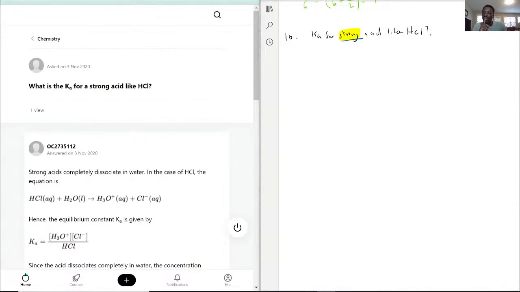These are the things that you do have to memorize, but anything that's labeled as a strong acid means that it has a Ka greater than 1. So with that being said, weak acids on the opposite end are where Ka is less than 1 but greater than 0.